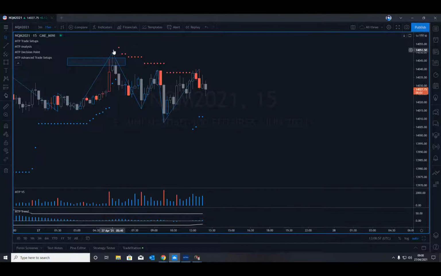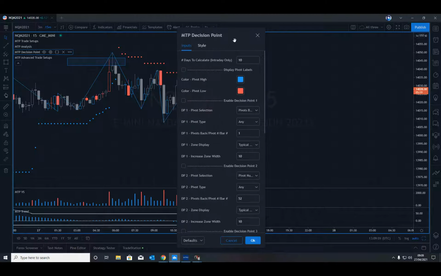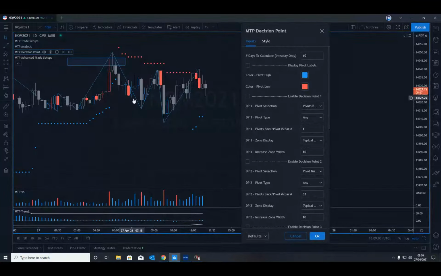Isn't that the high? This is the last swing into the high. So let's go to DPs. At the time, this would probably have been either the last pivot or the number of pivots back. Let's use the pivots back this time.